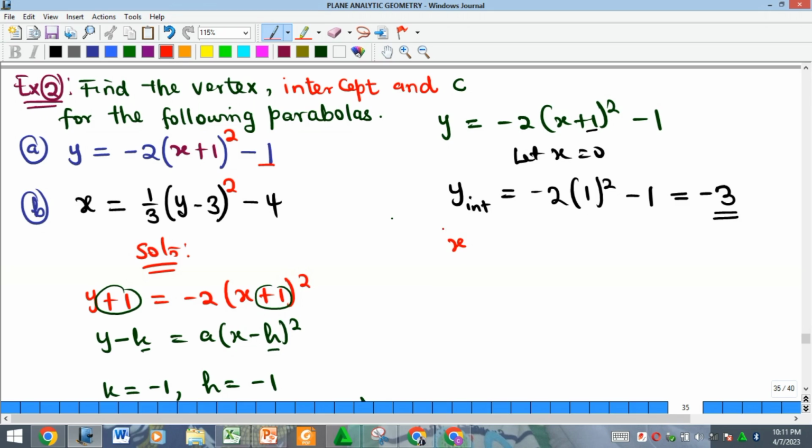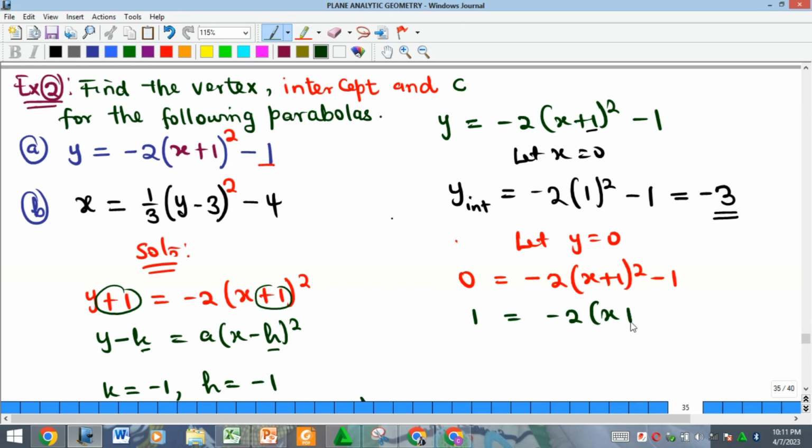Okay, and what about your x-intercept? For your x-intercept, make your y 0. So if my y becomes 0, then I'll have 0 is equal to minus 2 all into x plus 1 all squared, then minus 1. So let the minus 1 go to the other side, and so I'm going to have plus 1 is equal to minus 2 into x plus 1 all squared. Divide both sides by minus 2. So I will have minus 1 over 2 is equal to x plus 1 all squared.